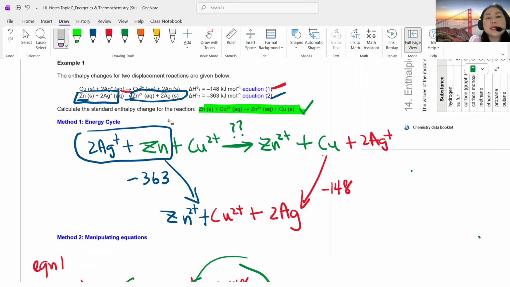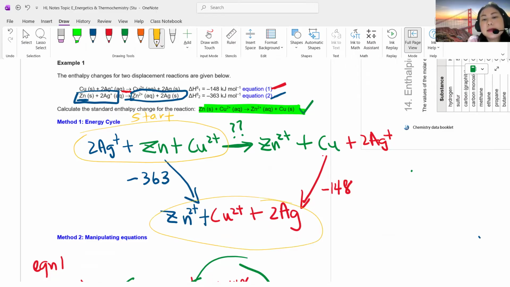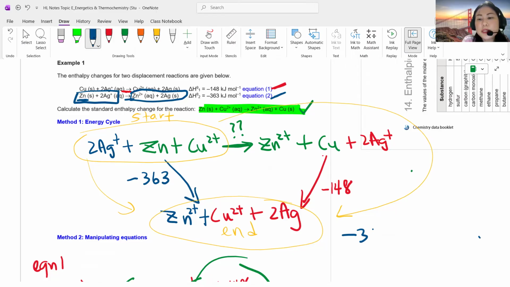Okay, so now what I've created is a cycle, a loop. So how do you make use of the loop to solve? You set a starting point and you set an ending point. So if I'm going to say this is the start, and I'm going to say this is the end. So going this way is a way from start to end. Going this way is another way from start to end. So therefore, my equation is, this is equals to this. So minus 363 is equals to question mark plus minus 148.